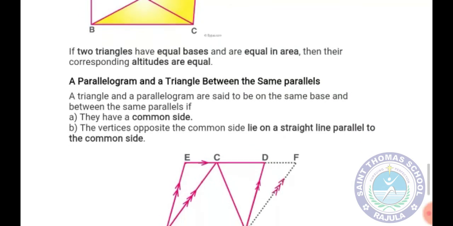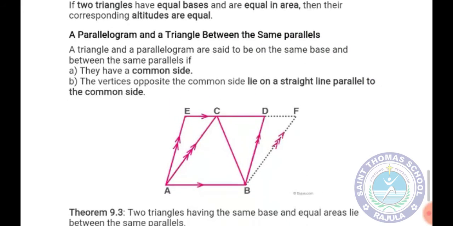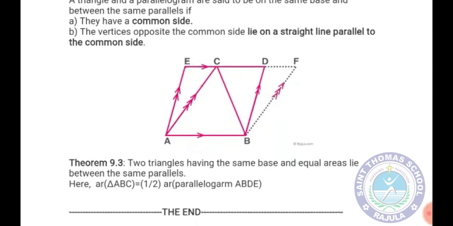A parallelogram and a triangle between the same parallels. A triangle and a parallelogram are said to be on the same base and between the same parallels if they have a common side, and the vertices opposite to the common side lie on a straight line parallel to the common side. According to that, we are going to study the third theorem: two triangles that have the same base and equal areas lie between the same parallels, exactly opposite to the second theorem.